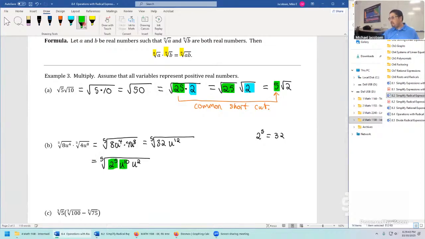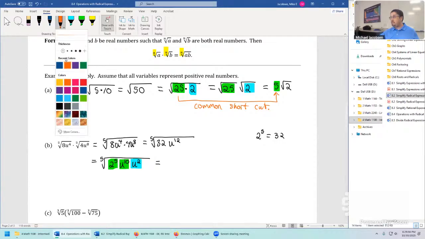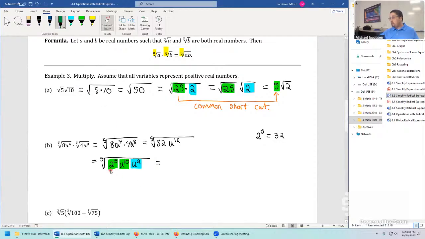So this part and this part will both simplify. u to the power 2 will stay inside the fifth root. And mentioning this common shortcut, this is a very typical way the next step would be written. We'll take the fifth root of 2 to the power 5. That gives us just 2 altogether.